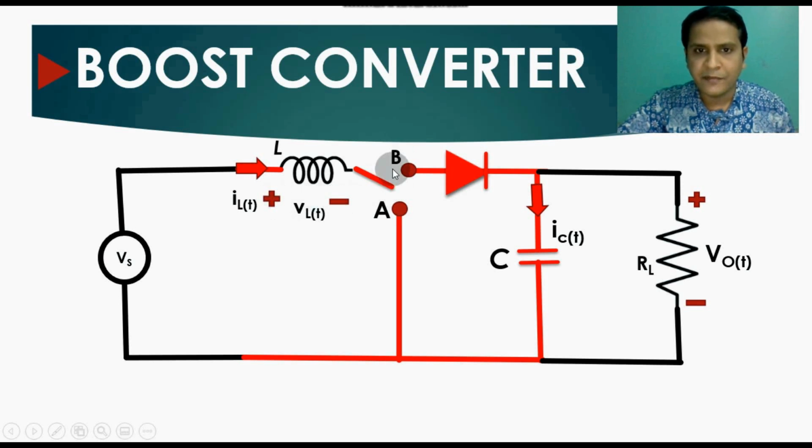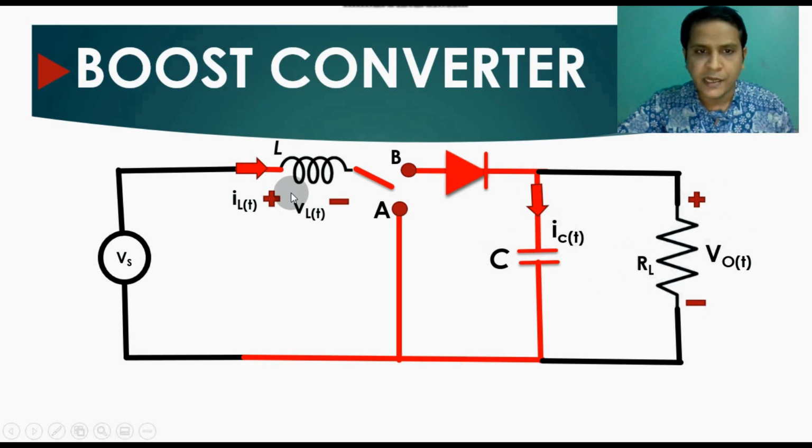Here we have a switch connected. In place of the switch we can use a MOSFET. So let us assume for our steady state analysis, here is a switch. This is the position A for the switch and this is the position B for the switch. Then we have a diode, and then we have a capacitor C. The current flowing through this capacitor is IC over time T. Then we have a load resistance called RL, and the output voltage VO over T, and the polarity for the output voltage is plus here and minus here.